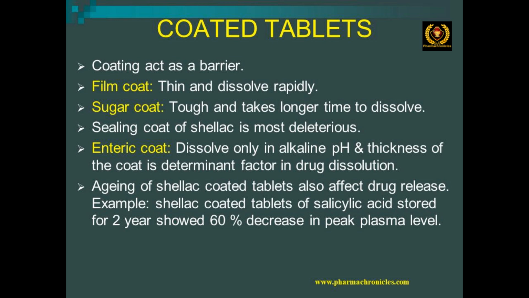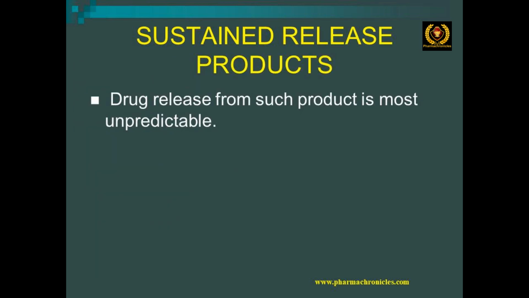Coated tablets. Coating acts as a barrier. Film coat is thin and dissolves rapidly. Sugar coat is tough and takes longer to dissolve. Sealing coat of shellac is most deleterious. Enteric coat dissolves only in alkaline pH, and the thickness of the coat is a determinant factor in drug dissolution. Aging of shellac-coated tablets also affects drug release. Example, shellac-coated tablets of salicylic acid stored for 2 years showed a 60% decrease in peak plasma level. Sustained release products: drug release from such products is most unpredictable.